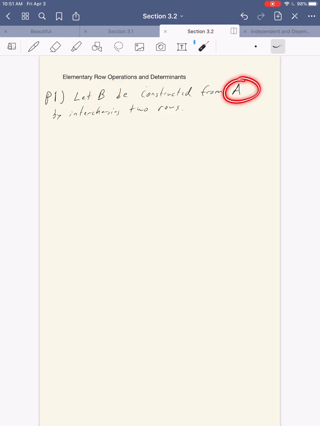So let's talk about this. It is sometimes called property 1 of the determinant. Let B be constructed from A by interchanging 2 rows. Okay, your first elementary row operation you learned is interchanging 2 rows. So let matrix B be constructed from matrix A by interchanging 2 rows. Then this causes the determinant of B to be negative the determinant of A. So if you interchange 2 rows, that changes the sign of the determinant.